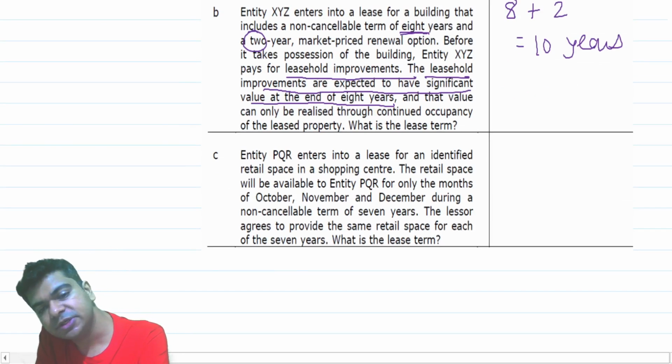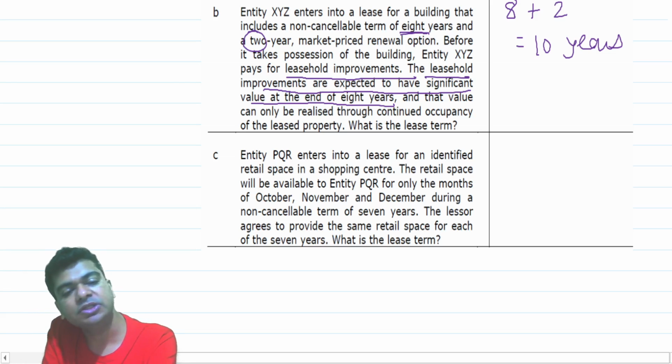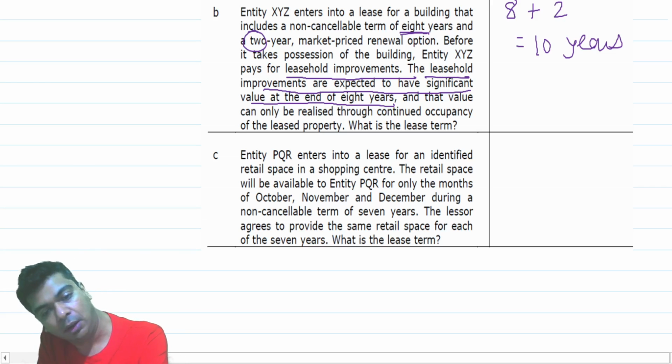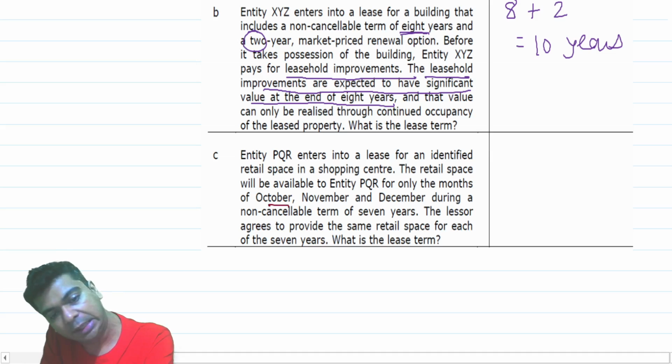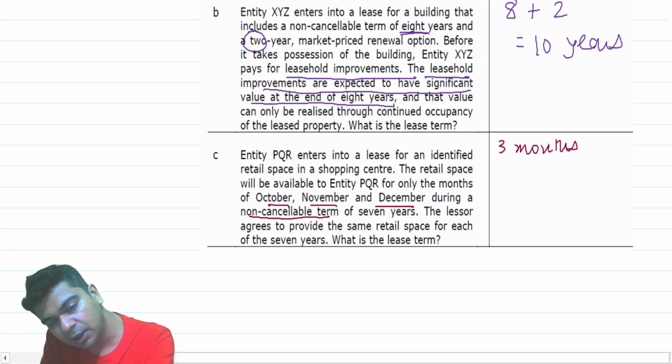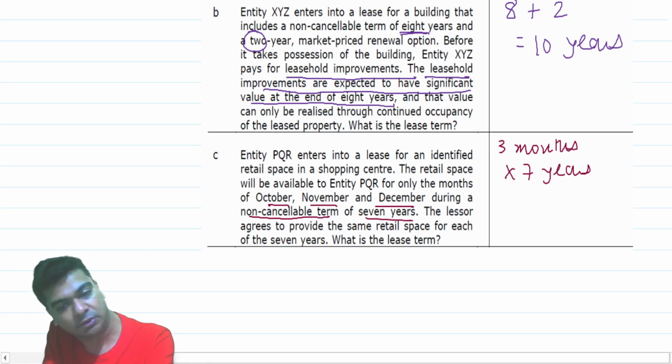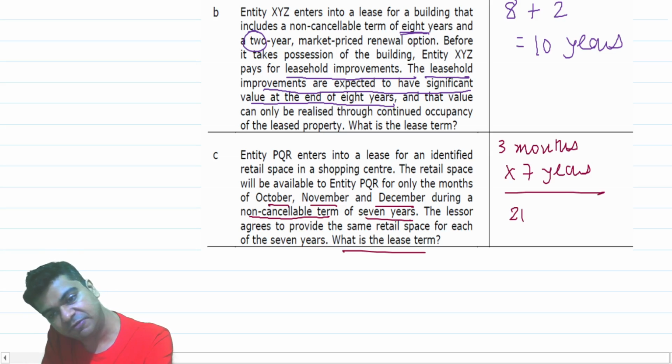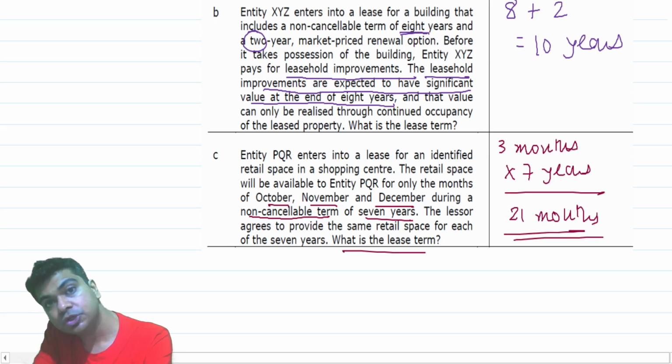Entity PQR enters into a lease for an identified retail space in a shopping center. The retail space will be available to entity PQR for only the months of October, November, and December. So basically, it will be available for 3 months during a non-cancelable term of 7 years. Non-cancelable term of 7 years, right? The lessor agrees to provide the same retail space for each of the 7 years. What is the lease term? The lease term will turn out to be 21 months.